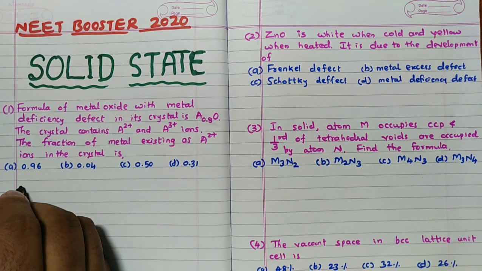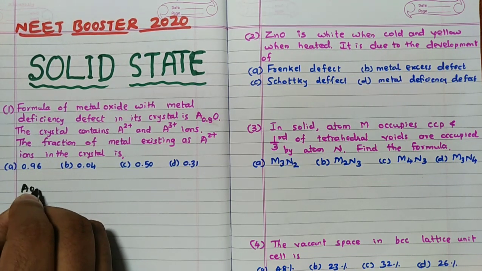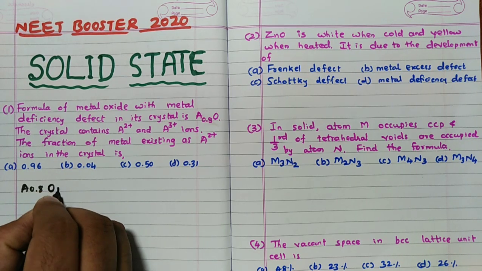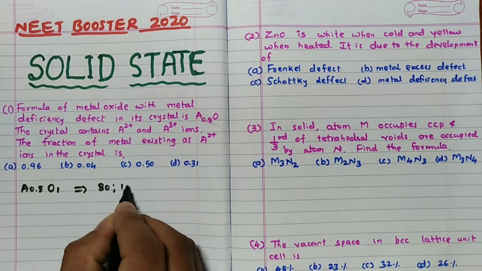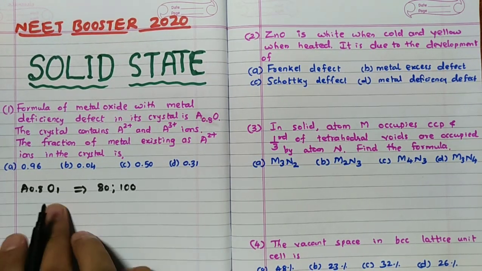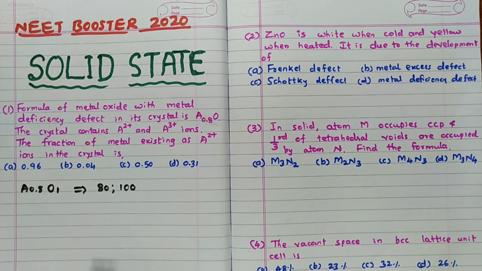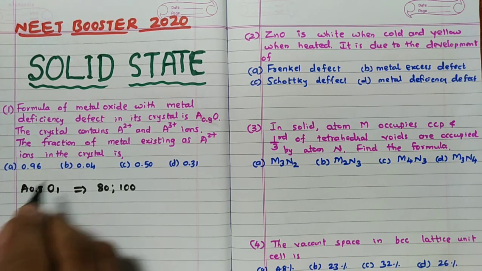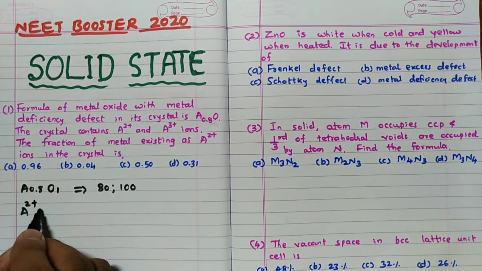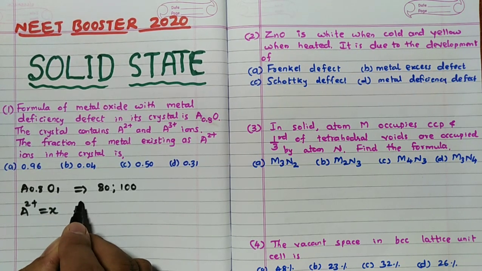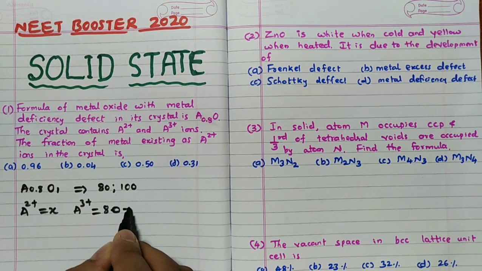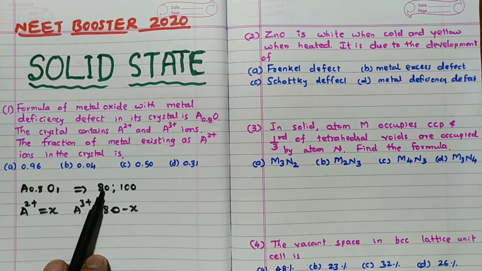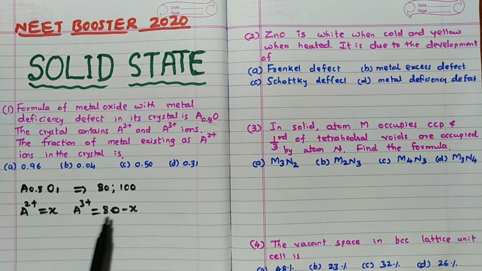If you see, basically A is 0.8 and oxygen is 1. Hence, I can tell you that 80 is to 100. This is the ratio. 0.8 is to 1 is nothing but 80 is to 100. So, A may have A2+ and A3+. A2+ I will take as x and A3+ ions, remember, I have to take as 80 minus x, because out of this 80, some x number is A2+ and 80 minus x number is A3+.